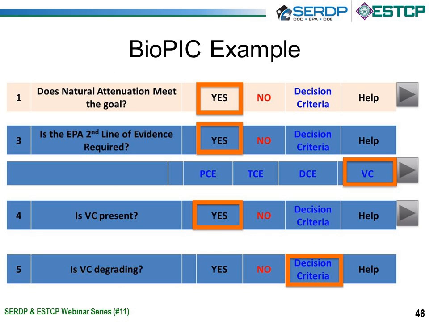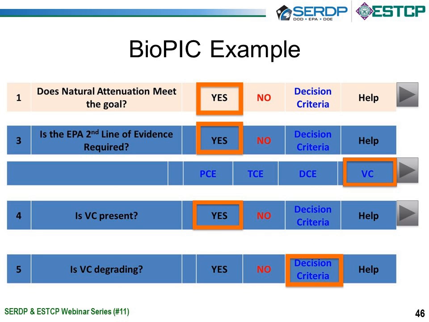And BioPIC works you through those questions. And I'll show you in a little bit how you can determine if natural attenuation meets the goal. And if it does, you say yes. And then BioPIC brings up the second question, well, do you require a second line of evidence? And that, in fact, is determined by the regulator involved with the site. Let's say that regulator says yes.